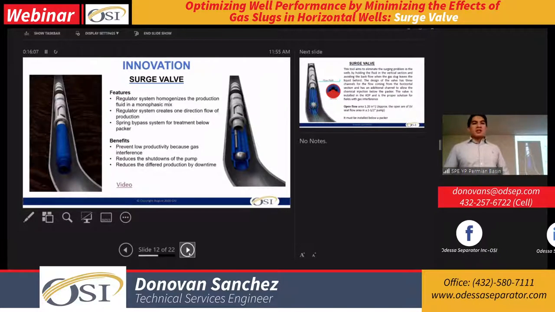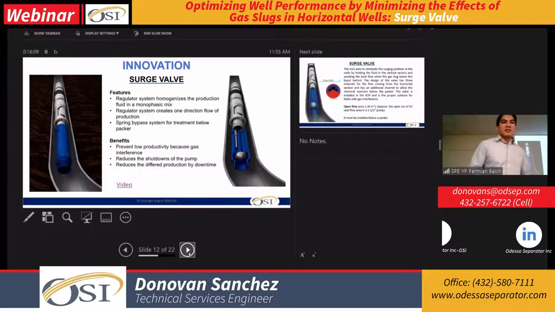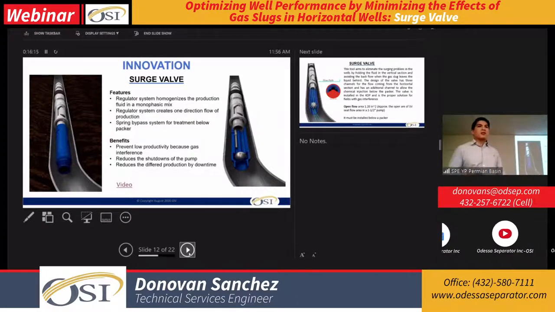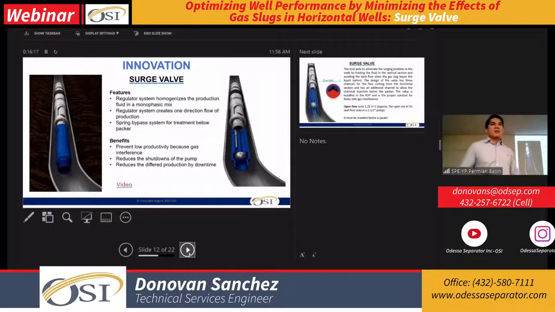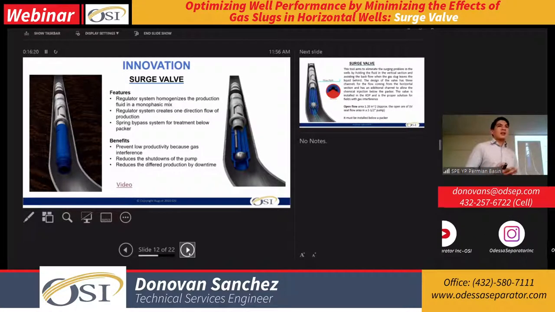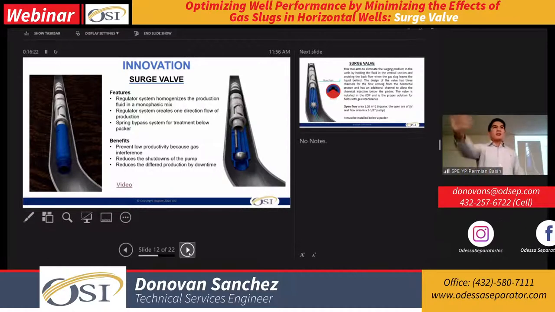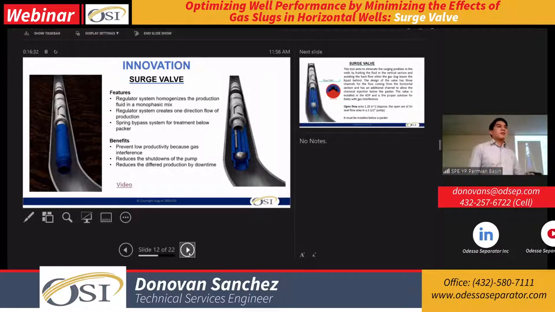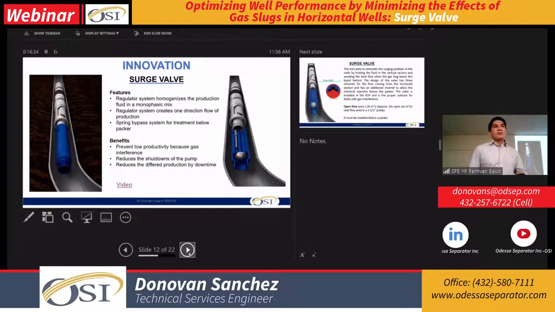So innovation, this is where the surge valve comes in. The surge valve features a regulator system that homogenizes the production fluid into a monophasic phase. Monophasic phase, we're putting the gas slugs back into solution, as a first step, because you just don't want that free gas going straight into the pump. You want to at least break apart that big gas slug into bubbles, as I mentioned earlier, because bubbles are a lot easier for the pump to handle than a regular big gas slug.